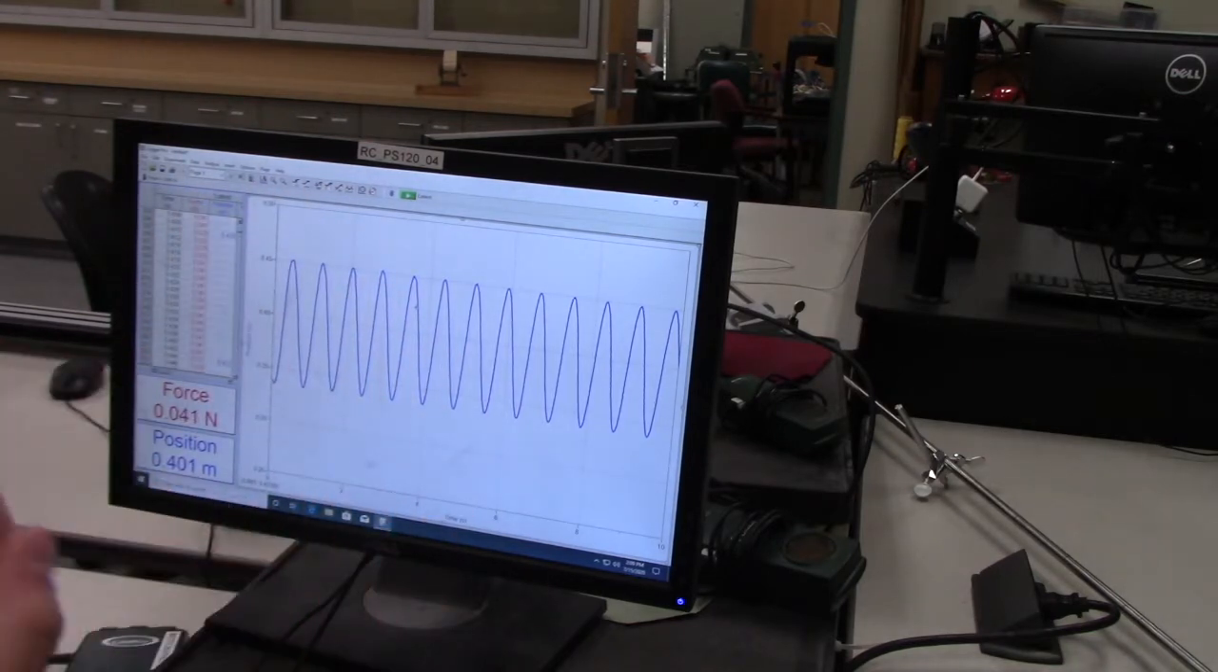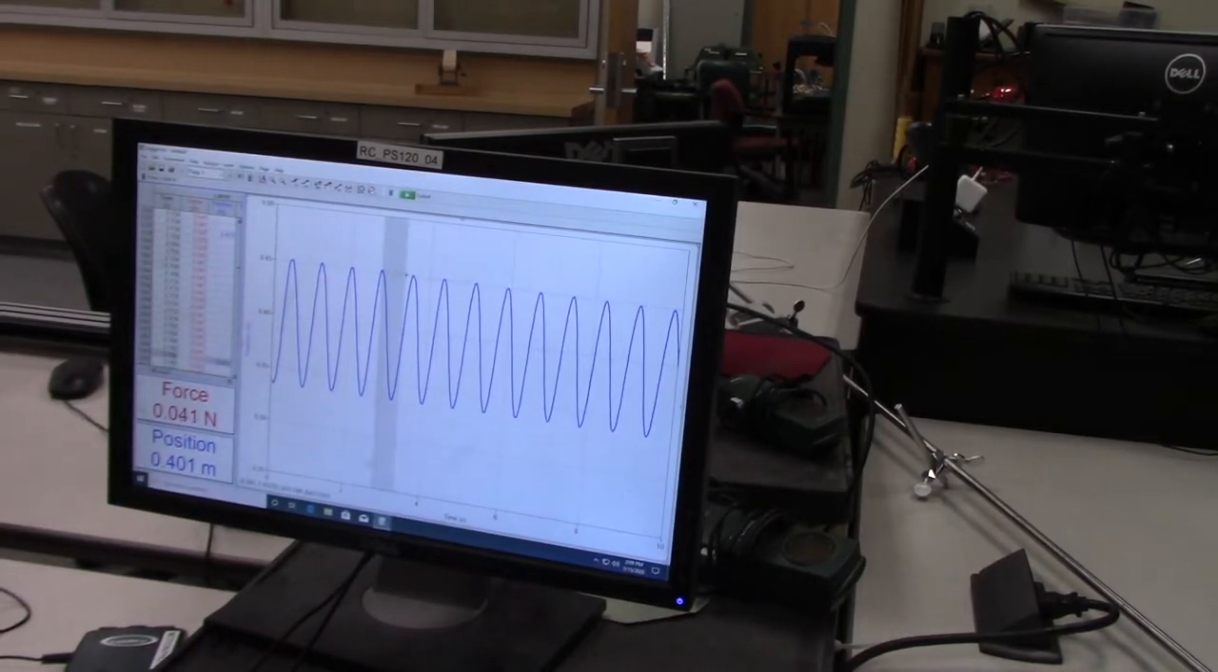And we can now measure the period of the motion in the following way. So let's put the cursor right here at a peak in the sine curve, and then we'll drag it all the way over here to the next peak. Okay?